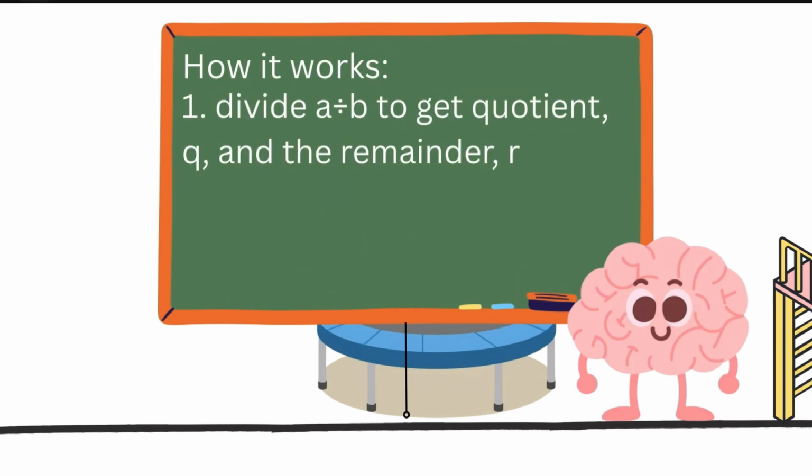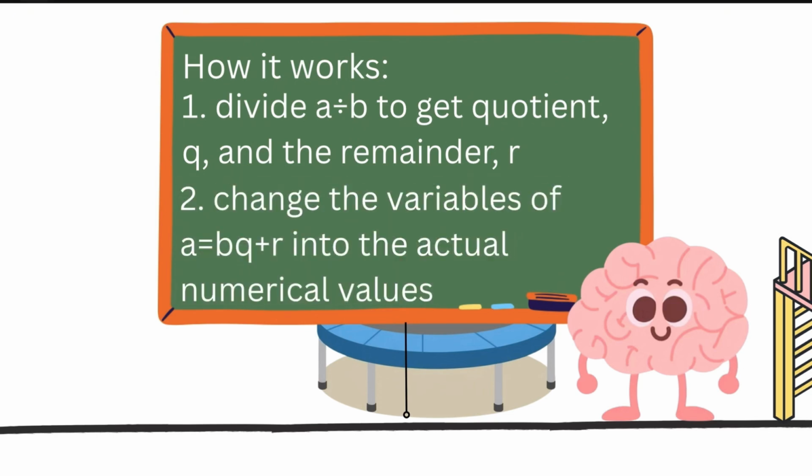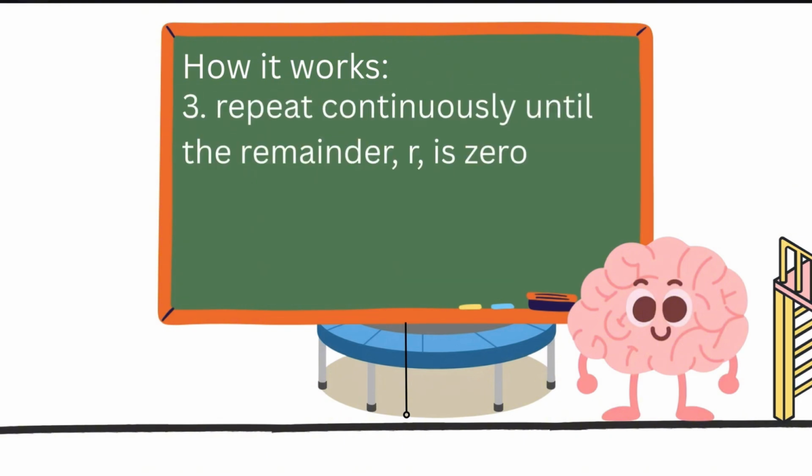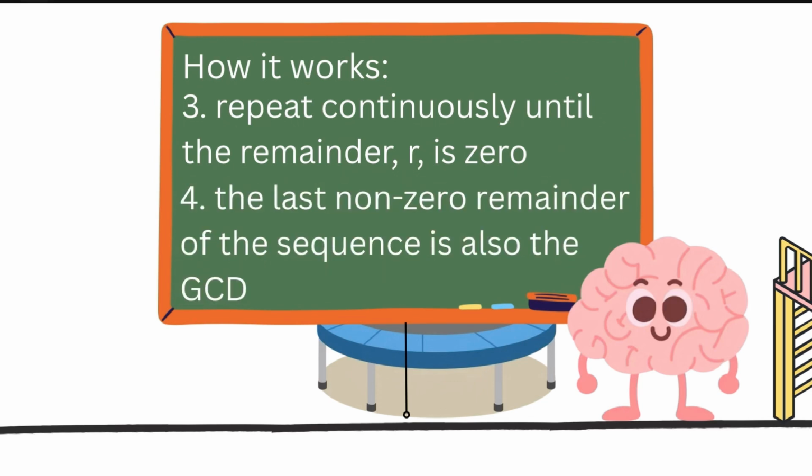How it works. Number 1. Divide A and B to get the quotient Q and the remainder R. Number 2. Change the variables of A equals B times Q plus R into the actual numerical values. Number 3. Repeat continuously until the remainder R is 0. And number 4, the last non-zero remainder of the sequence is also the GCD.